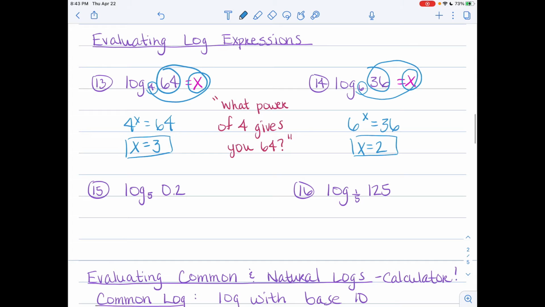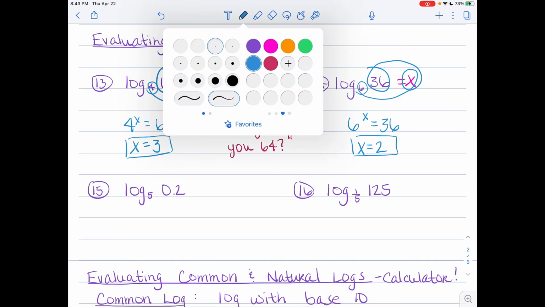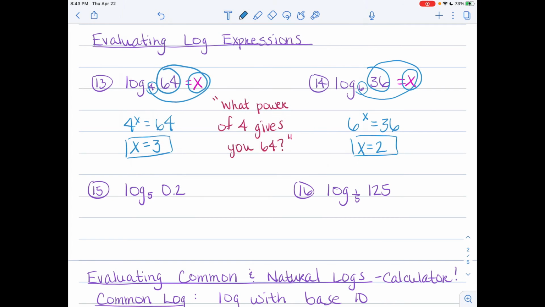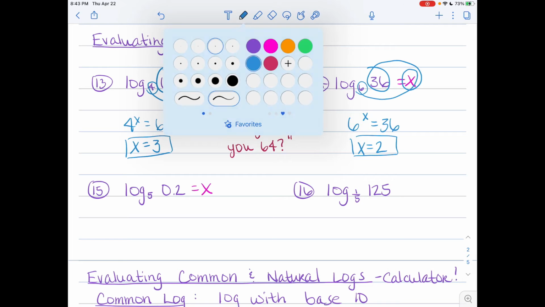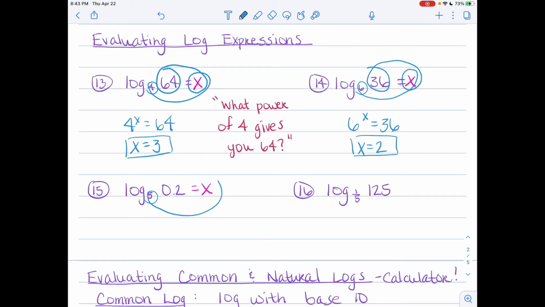All right, this one's a little trickier. Log base 5 of 0.2 is equal to x. So let's start off by writing it in exponential form. 5 to the x power equals 0.2. Well, 0.2 in fraction form I think will help you make more sense of this. So change this to a fraction of 1 over 5.